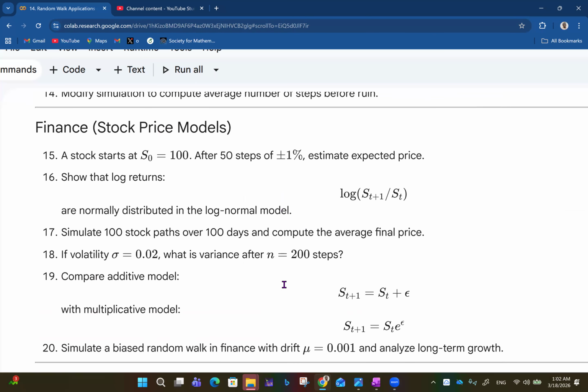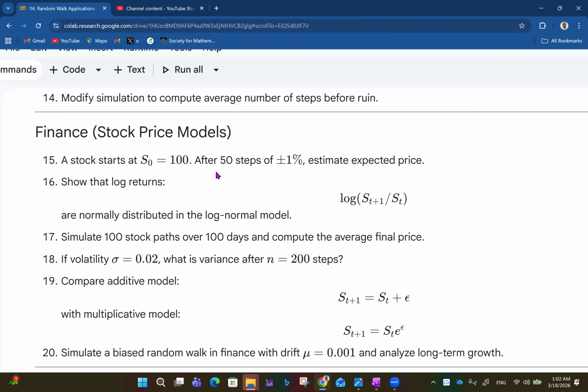Then for finance and stock price, a stock price starts at S naught equals 100. After 50 steps of plus or minus 1%, estimate expected price. So 50 steps. It can increase, you multiply by 1.01, or multiply by 0.99 the other time. Then you can estimate the price in each case.